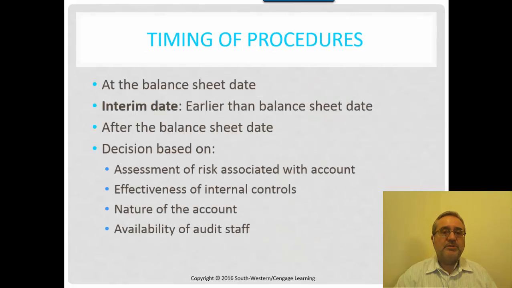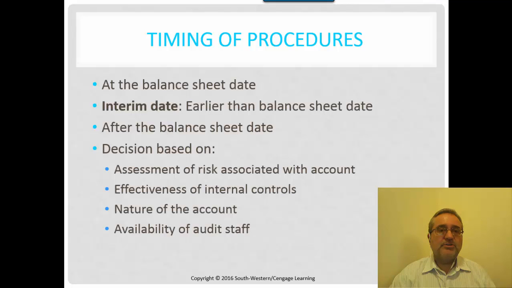Going back a couple of slides, we mentioned that what we do is we measure the risk of material misstatement. Based upon the risk of material misstatement, we determine the nature, timing, and extent of our audit procedures. Well, the timing is critical as it relates to determining our detection risk that we use in relationship to the audit. So let's talk about what we mean when we're talking about timing.